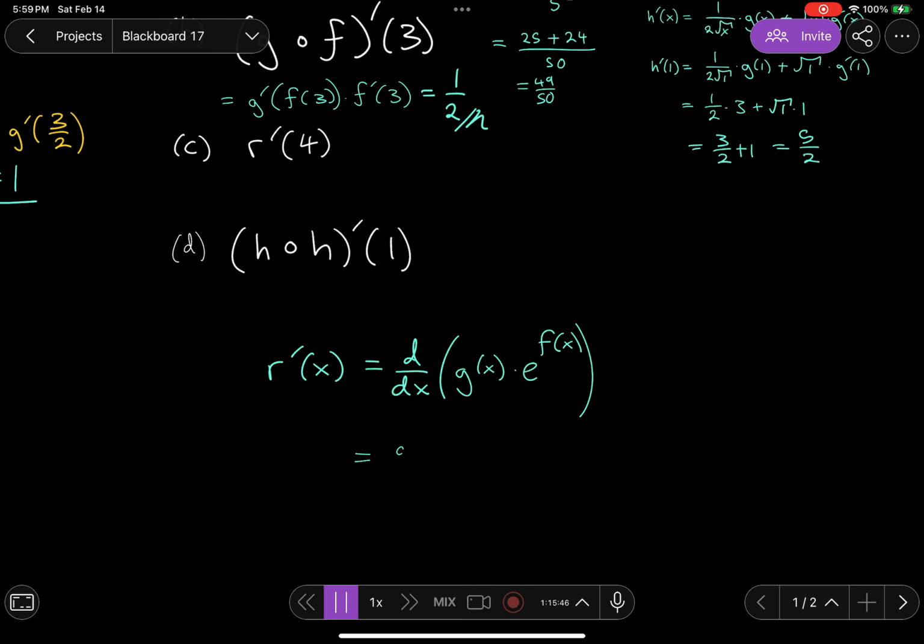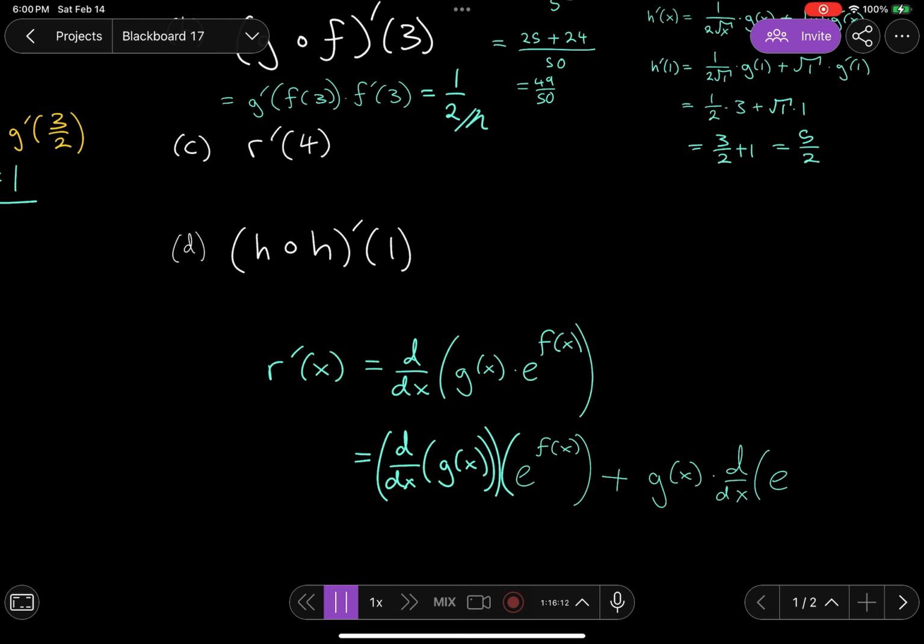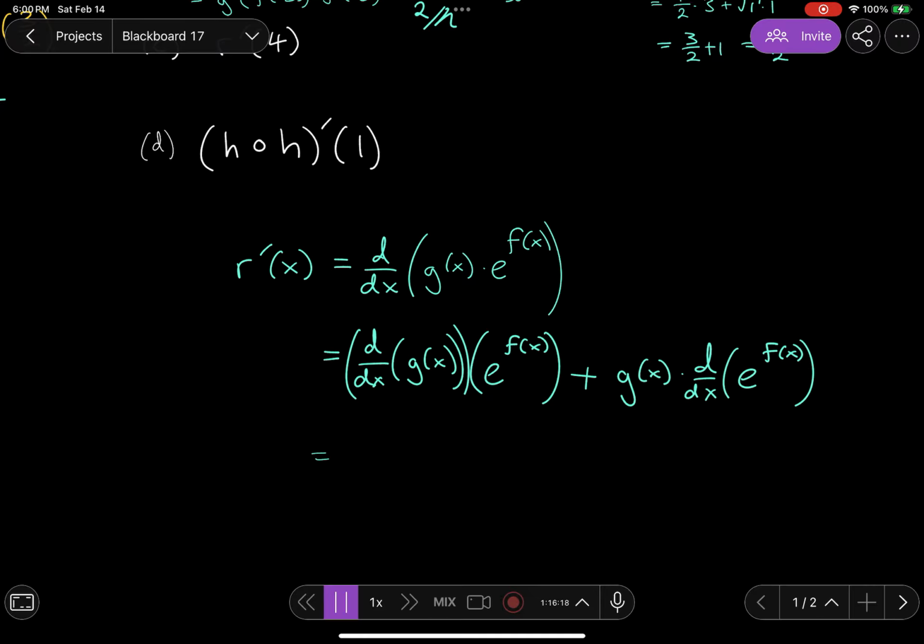How this works is I first take the derivative of the first function, that's the derivative of g of x, and then I leave the second function unscathed. My second function is e to the f of x here. So I have e to the f of x unscathed. Then I add to it my first function, g of x, times the derivative of that other function. So the derivative of e to the f of x. This one's easy enough. That's just g prime of x times e to the f of x. Then I have plus g of x.